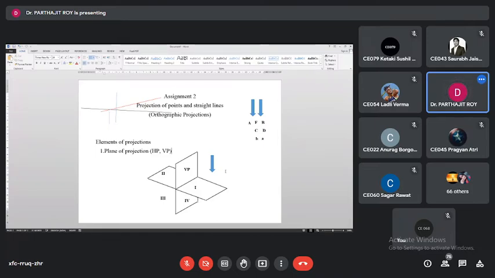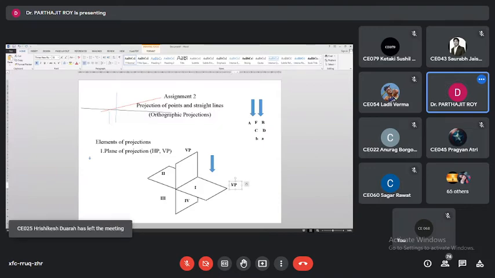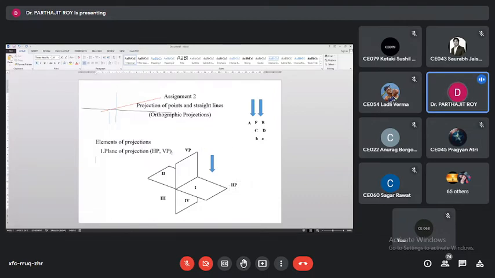Okay. So as I said, the first reference is plane of projections. We have two planes of projections. One is HP, another is VP. Okay, this is VP and HP is this one. Okay. Obviously, I am giving you the hints. What would be our second element?